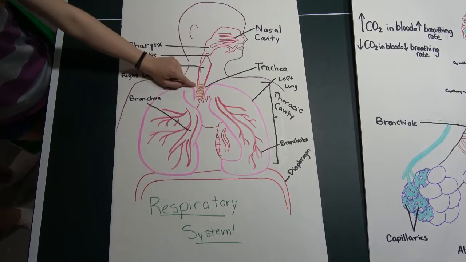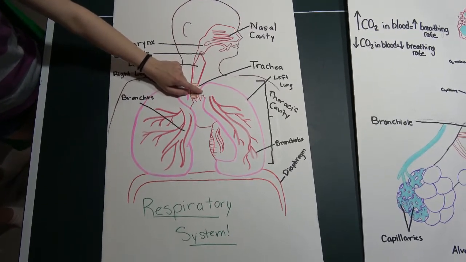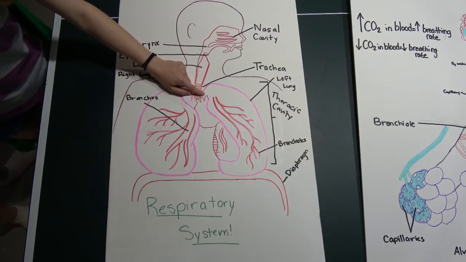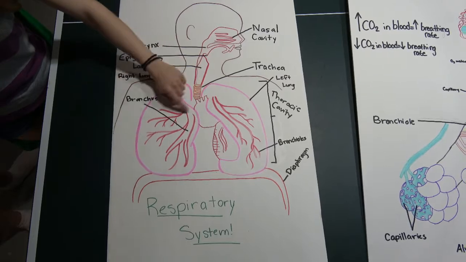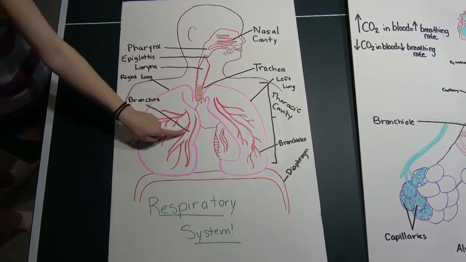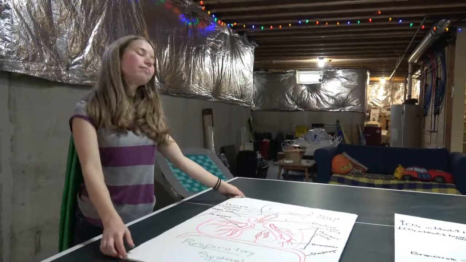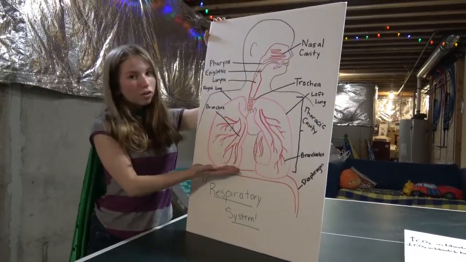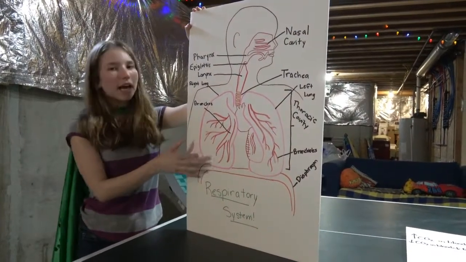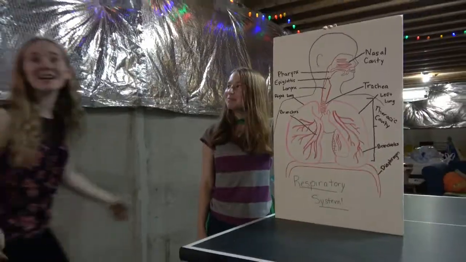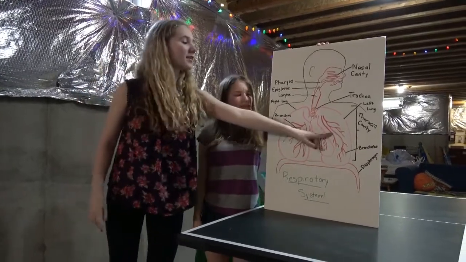The trachea branches off into two bronchi, which have smooth muscle and cartilage that are lined with cilia and mucus. Both lead to a lung. As you can see on the diagram, this bronchus leads to the right lung and this bronchus leads to the left lung. Both of the lungs are located in the thoracic cavity. This is where gas exchanges occur. Fun fact about the lungs, the right lung is slightly larger than the left lung.